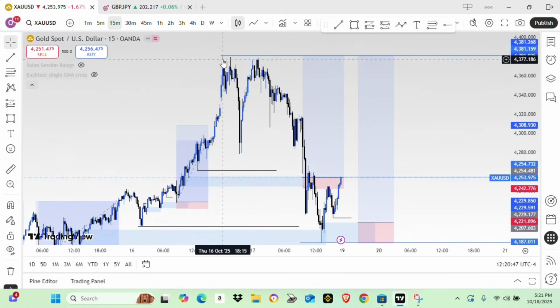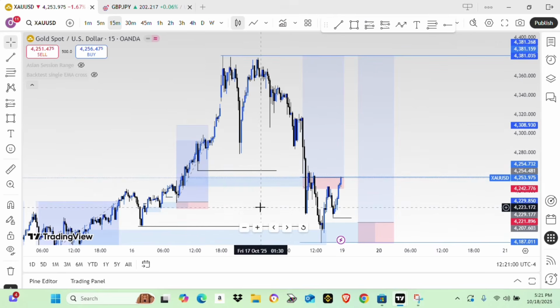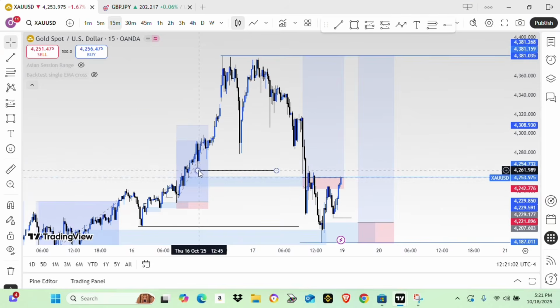So I risked $100, and I made $10,000 from this particular trade. I was not able to hold it all the way to the upside because I'm following my daily trading plans. So I have plans for my trades. That was what happened.